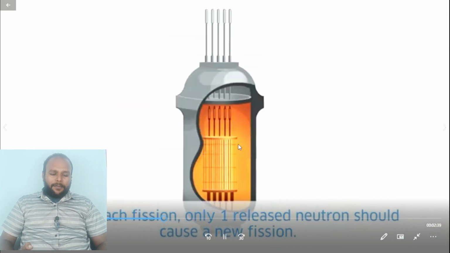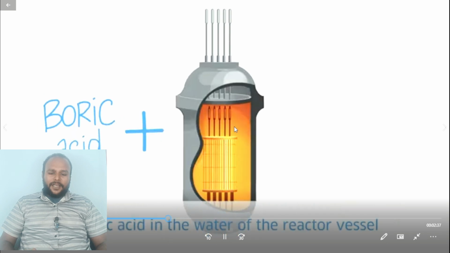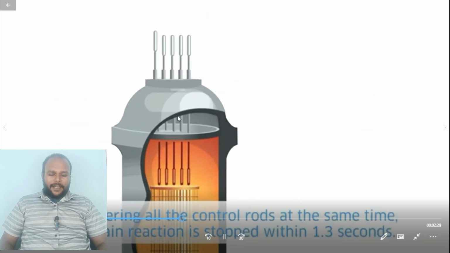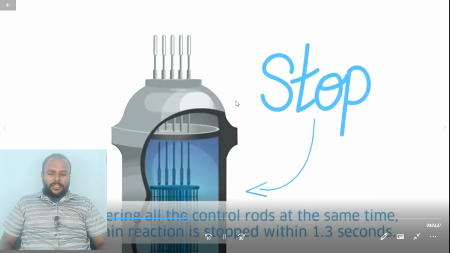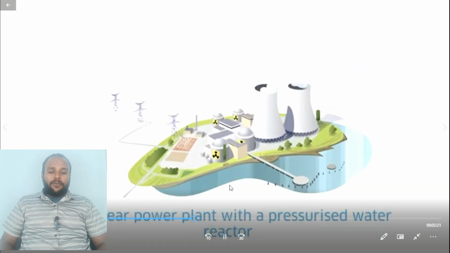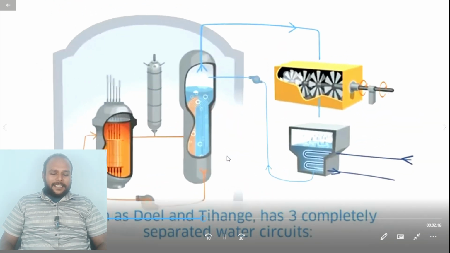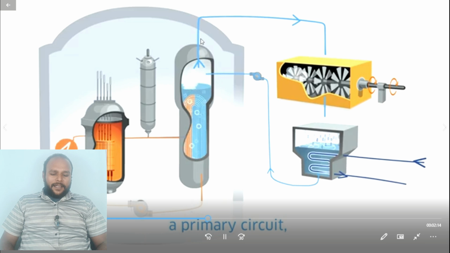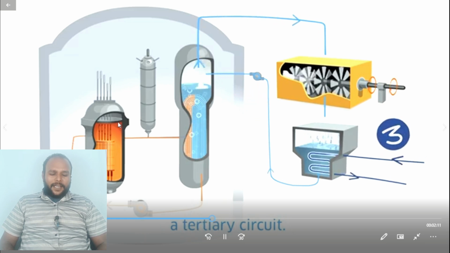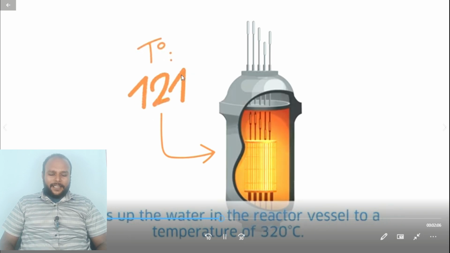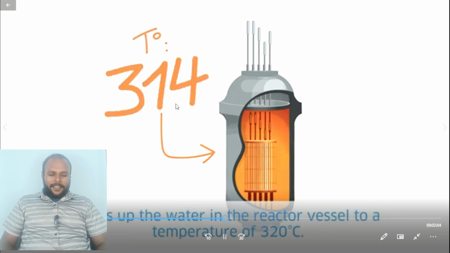A nuclear power plant with a pressurized water reactor is a high pressure reactor. See, this is the primary circuit. The entire heat is transferred to the heat exchanger. The temperature during this process is about 320 degrees. The pressure regulator keeps the water at high pressure, and the hot water passes via the primary circuit to a heat exchanger or steam generator. This is the steam generator.